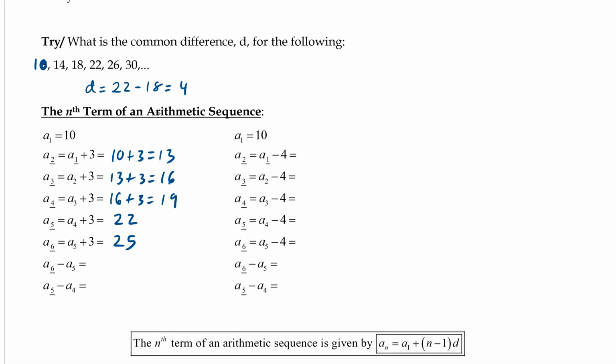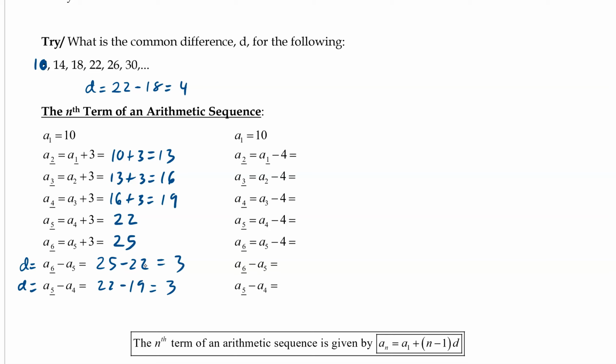So if you want to find that difference, you would just take any two terms and subtract them. It has to be 6 take away 5, or 5 take away 4, or 4 take away 3, any two. We already know it's arithmetic, so it has a common difference. So if we did 25 take away 22, our difference would equal 3. And if you did 22 take away 19, your common difference would be 3.